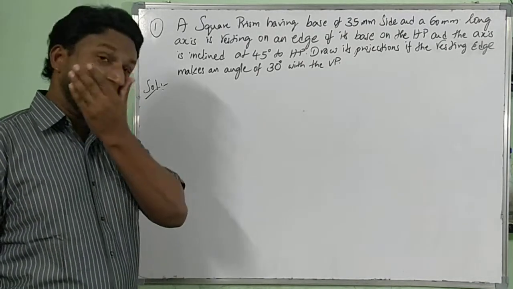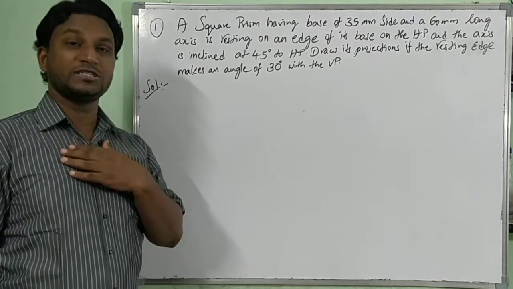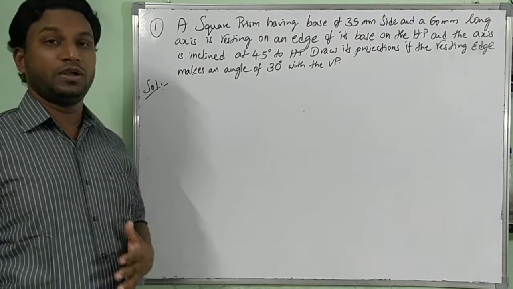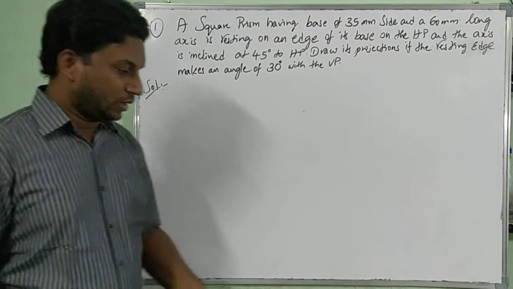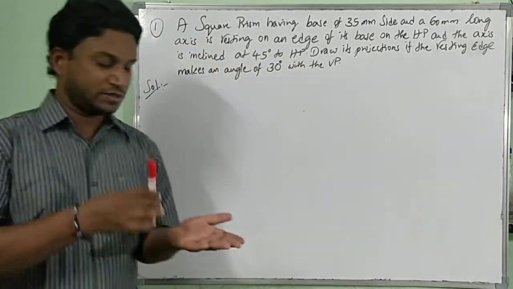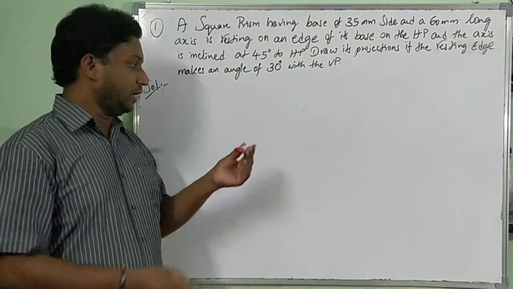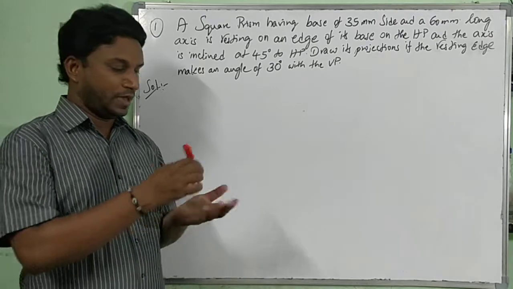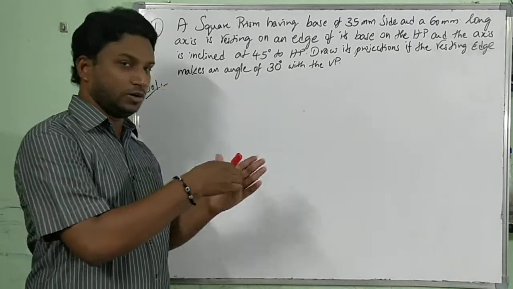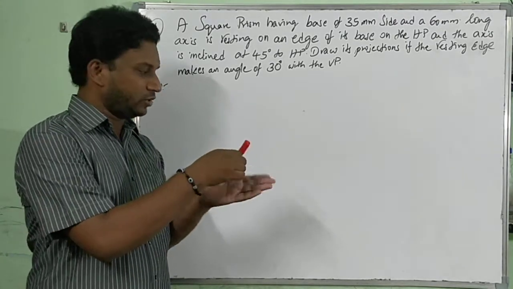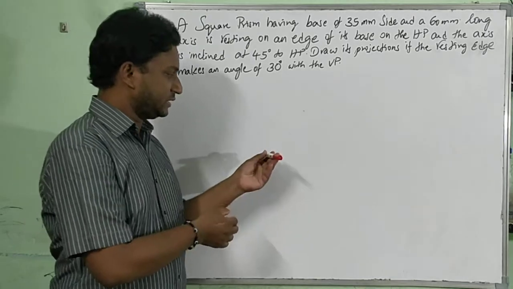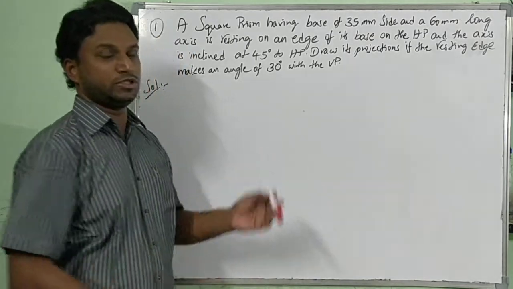Till now we have discussed exercise number 1 as projections of solids 1, where we have dealt with different cases like axis perpendicular to HP, axis perpendicular to VP, axis inclined to one plane parallel to the other, axis inclined to HP parallel to the other, axis inclined to VP parallel to HP.